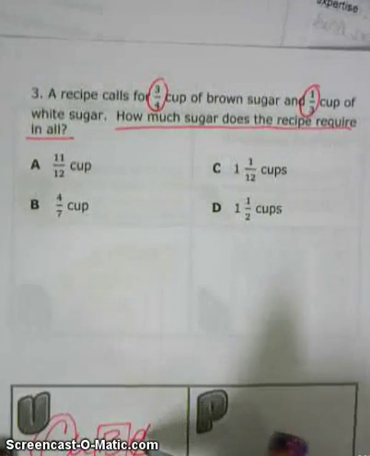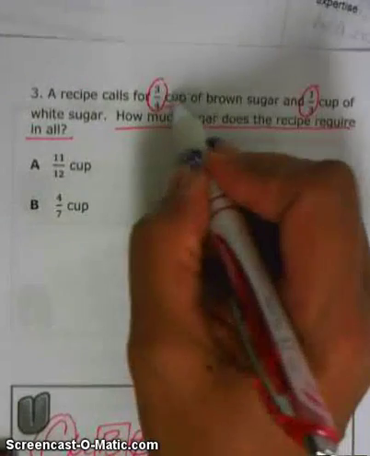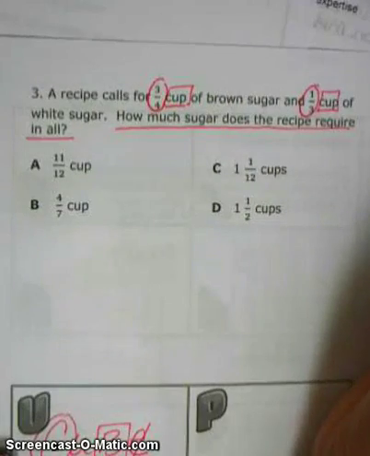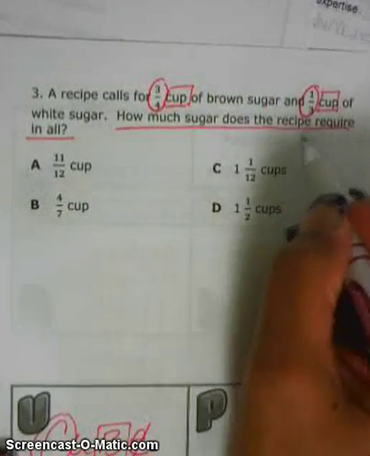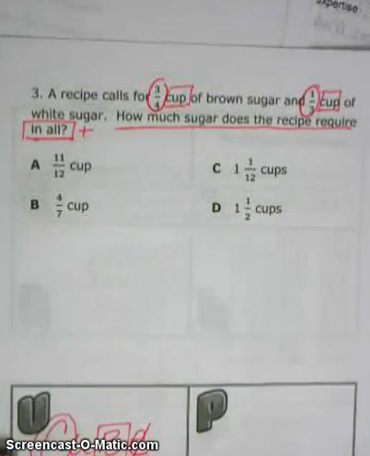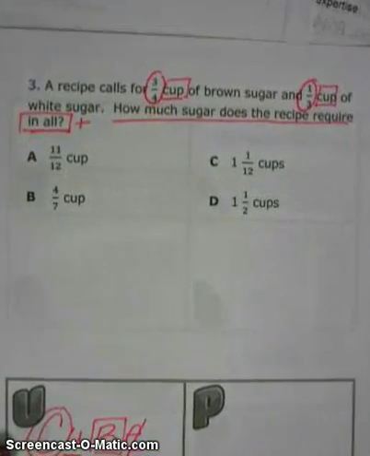Next, I'm going to box information. Okay, so I have 3/4 of a cup. I have 1/3 of a cup, so my units are the same. How much sugar does the recipe require in all? In all means that I'm going to add. And I do not need to eliminate anything in my problem.